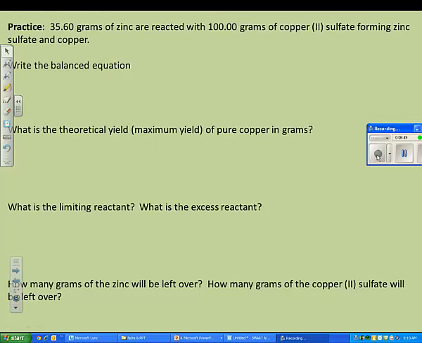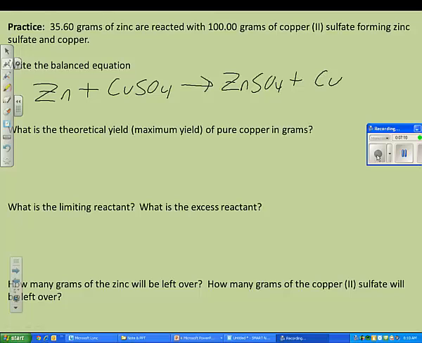All right, so 35.6 grams of zinc react with 100 grams of copper sulfate, forming zinc sulfate and copper. So you got to write the balanced equation. Start off with zinc plus copper 2 sulfate yields zinc sulfate and pure copper. All right, what is the theoretical yield of pure copper?